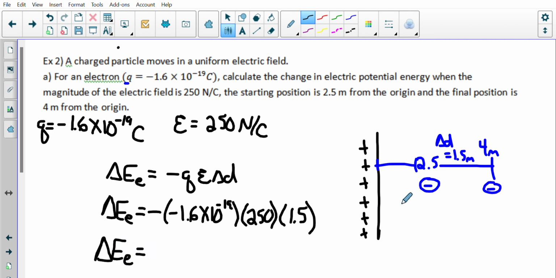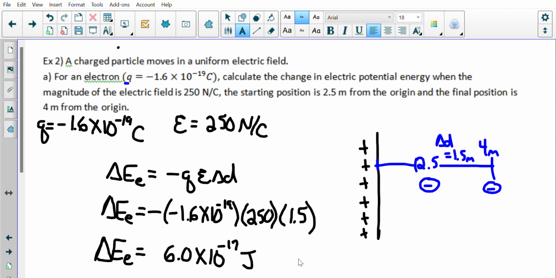And again, it's because these two are attracted to each other. So as we pull a negative charge away from the positive plate, it's like a spring where you're expanding the spring, so it's pulling back on you. And if I multiply these three numbers, I end up with 6.0, let's see on my calculator here, times 10 to the power of negative 17 joules.